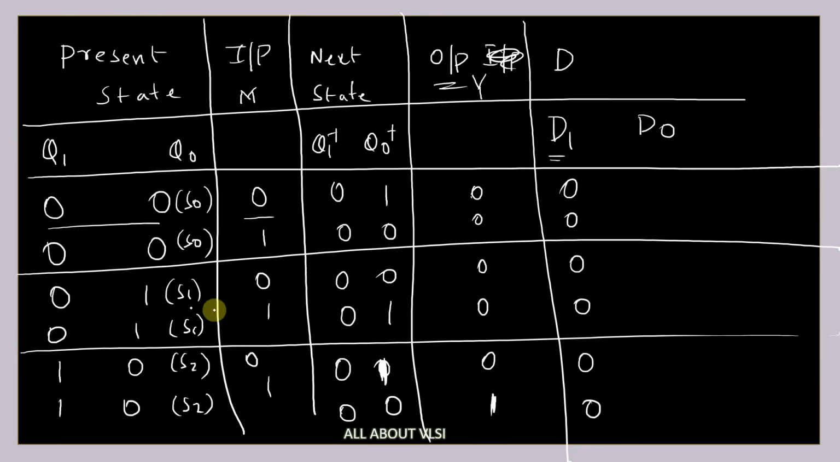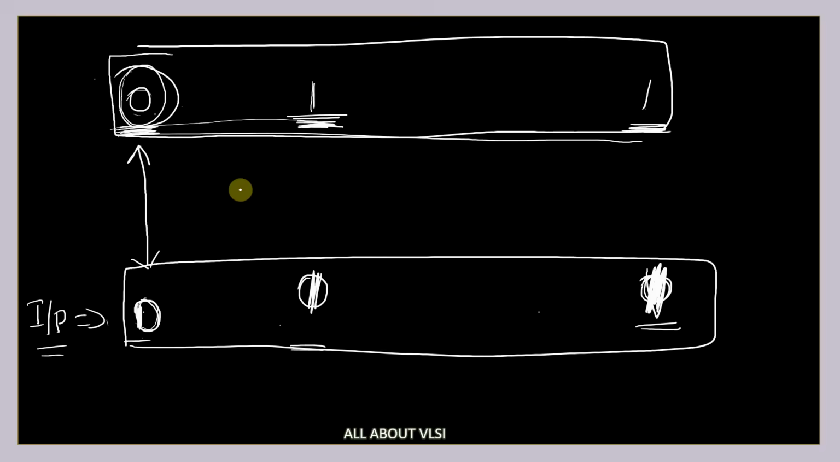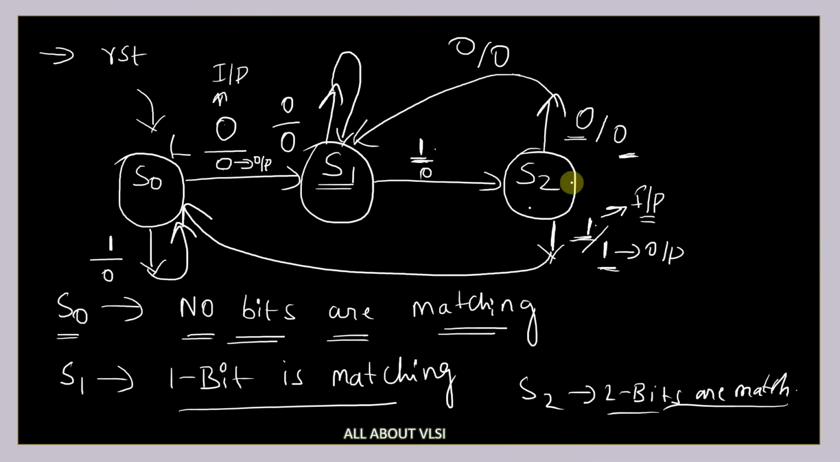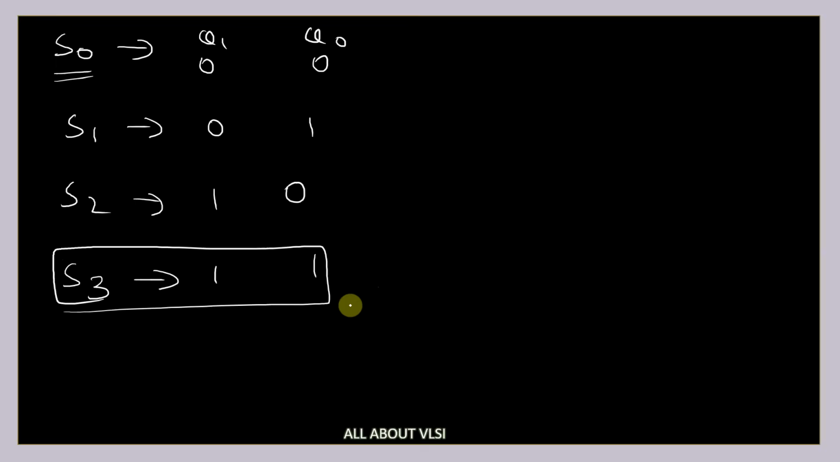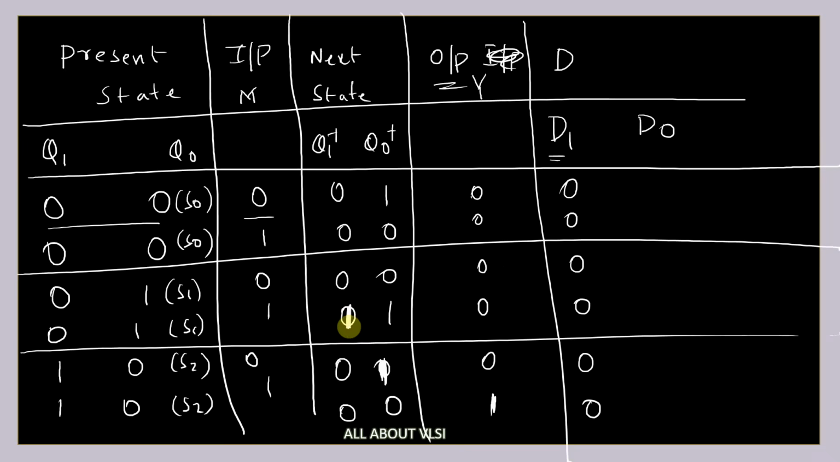If I'm in S0, I'm going to S1, 0 0. If I'm in S1, okay, here I've made a mistake. If I'm in S1 and my input is equal to 1, I'm going to S2. S2 is nothing but 1 0. This is 1 0. And here your D1 will be equal to 1.